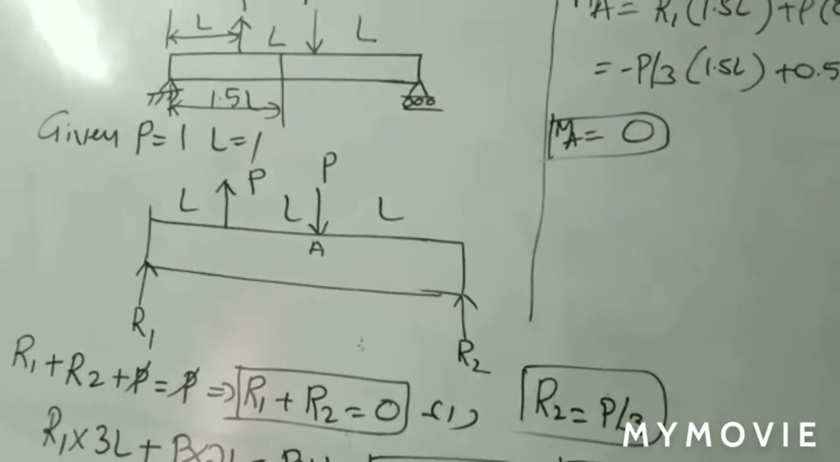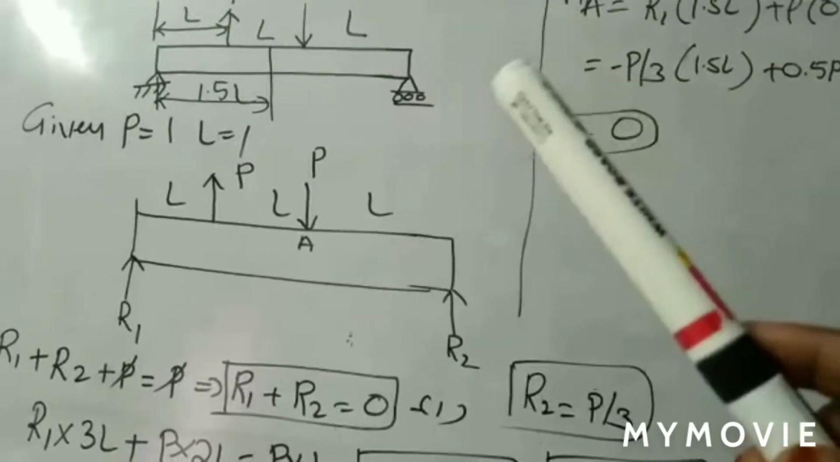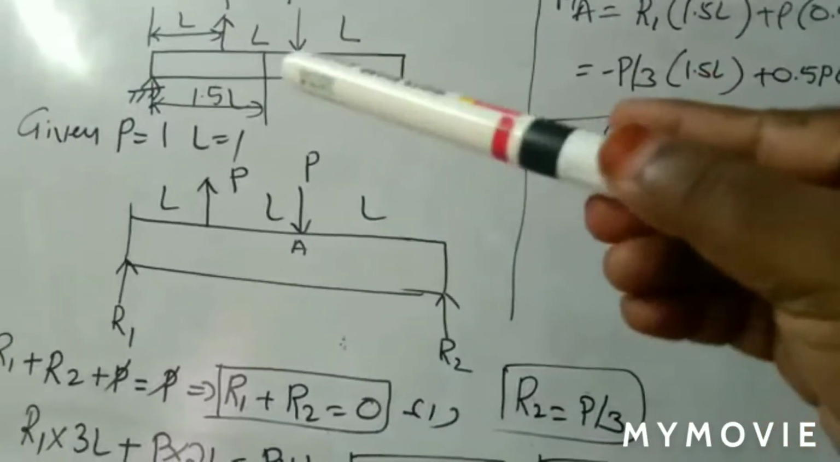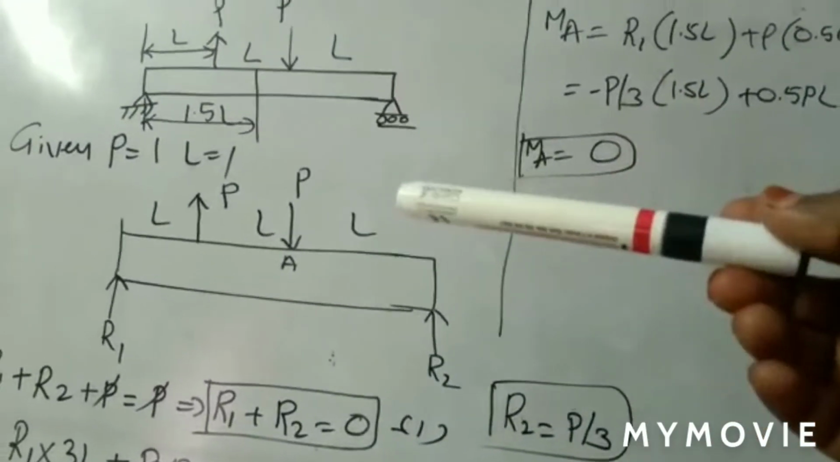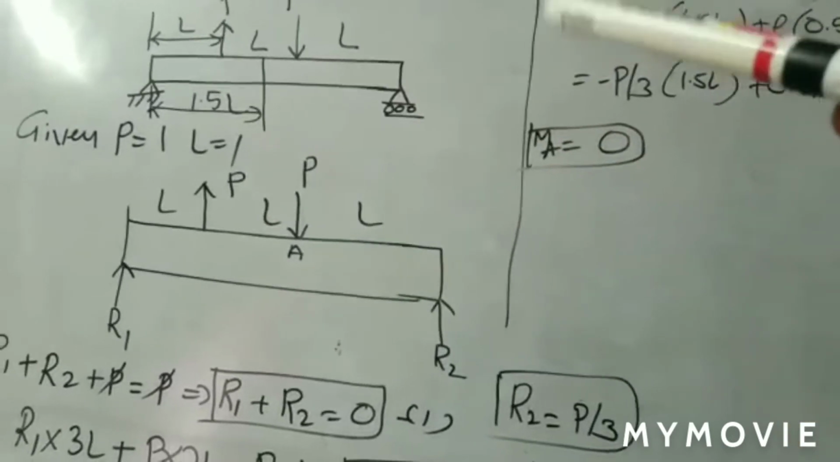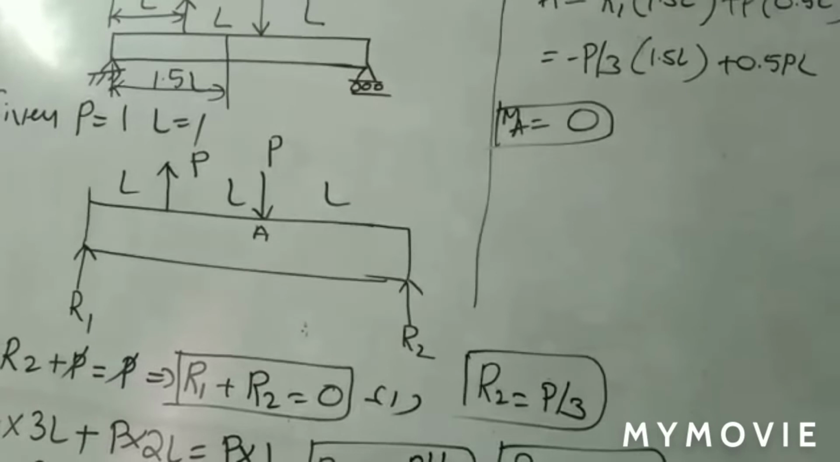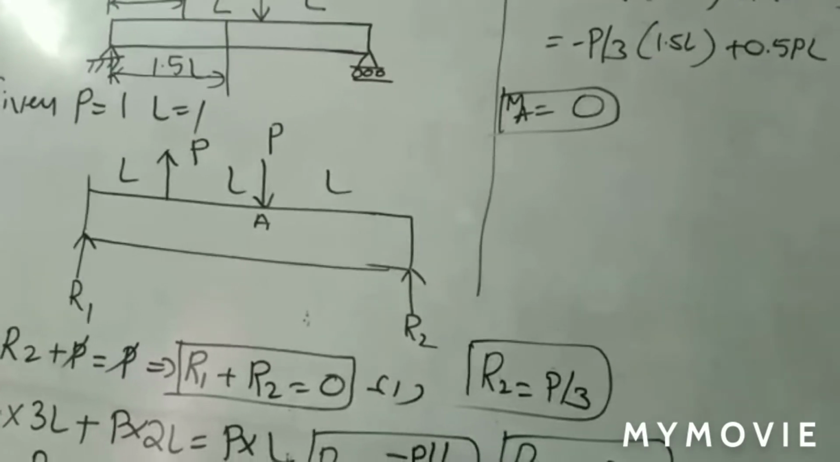Here the question is asked at a distance of 1.5 L, where L means length, 1.5 meters of length. So what is the maximum bending moment at that particular location? What is the maximum bending moment you are having? So calculation of the reaction forces is necessary.